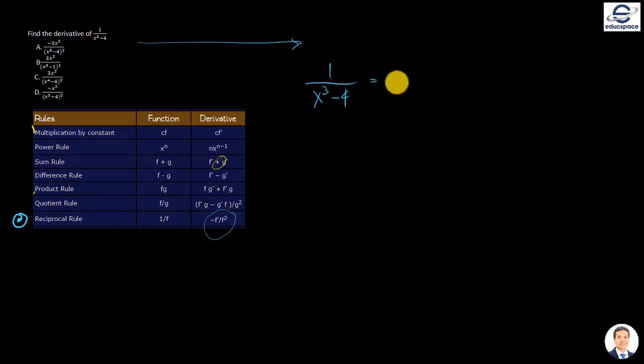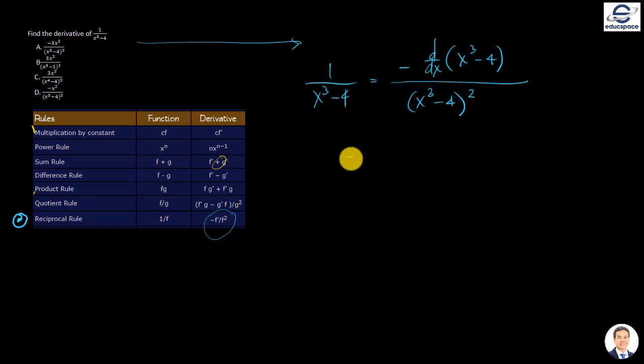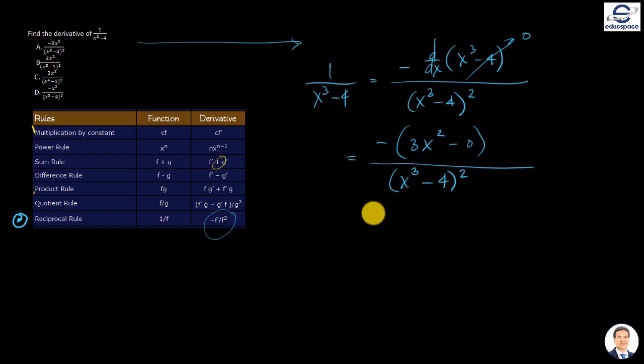So in this pattern, first of all, we take the derivative of the denominator, taking it negative, so that is d over dx of x cubed minus 4, and then we get the square of the denominator. So in this case, we have x cubed minus 4 squared. Again, negative sign. Taking the derivative of this function, we have 3x squared, and then this will become 0. As is in the denominator, x cubed minus 4 squared. So we just simplify. Negative 3x squared over x cubed minus 4 squared. So the answer here is letter A.